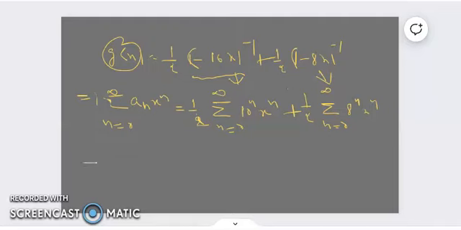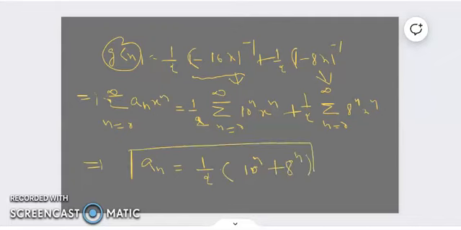So now equating a n terms on both sides, a n equals to 1 by 2 into 10 power n plus 8 power n is the solution of the given recurrence relation by using the generating function method.